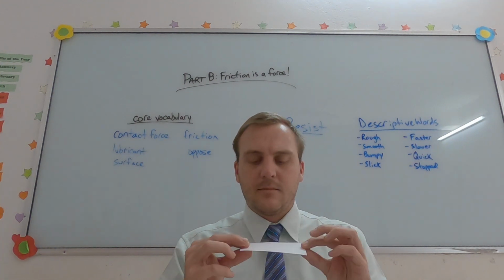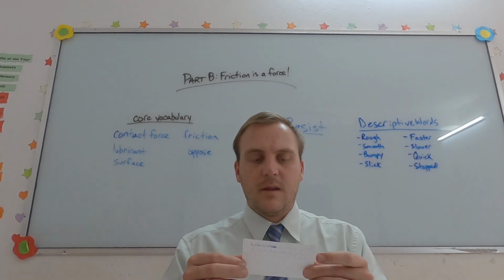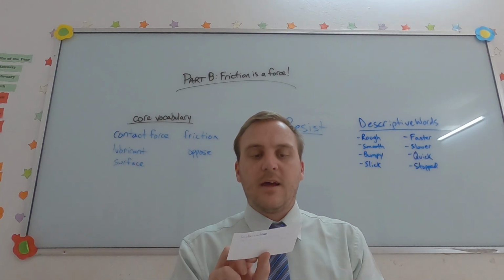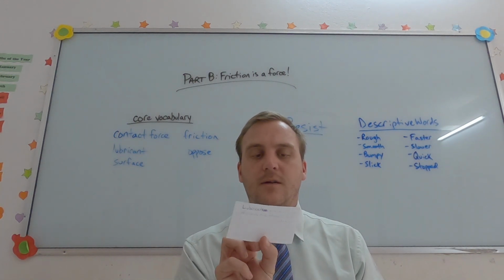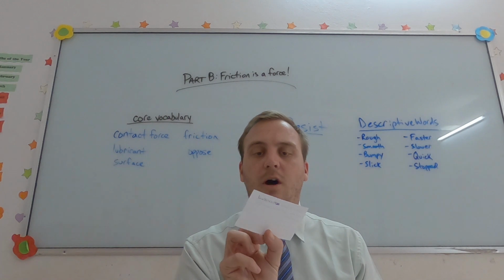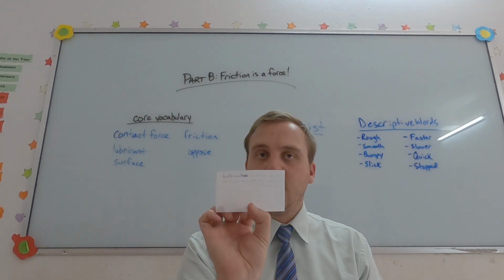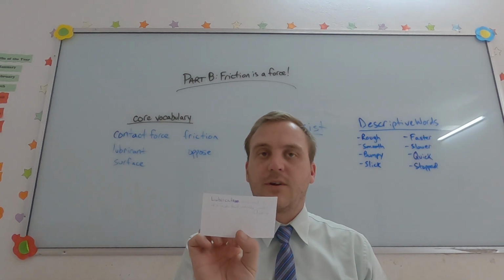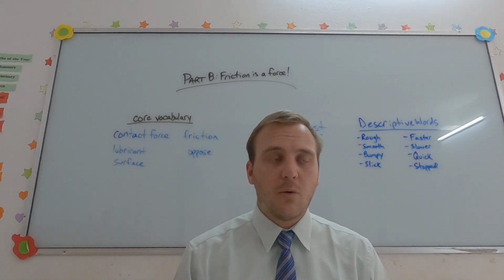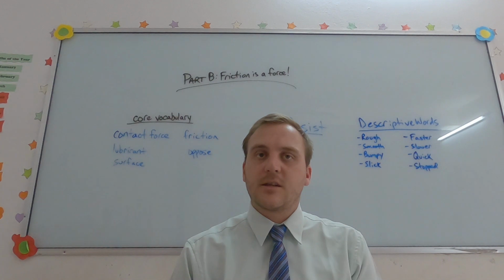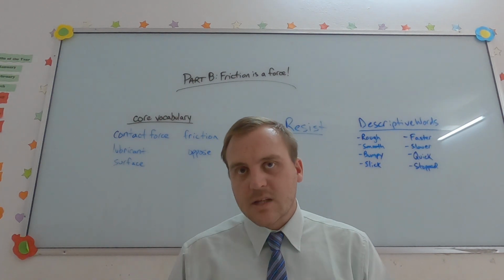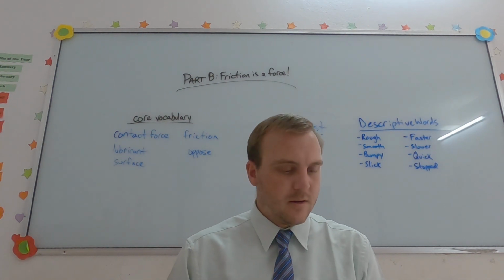Next you have lubricate. A substance that reduces friction between two objects in contact. So any lubricant is something that reduces friction. Oil, soap, water, anything that's gonna make something more slippery is a lubricant.